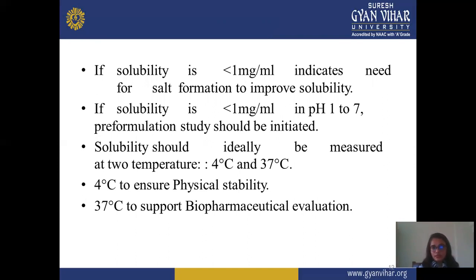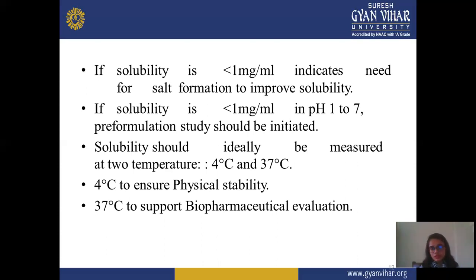If solubility is less than 1 mg per ml, it indicates the need for salt formation to improve solubility. Suppose you use 1 mg or less than 1 mg of drug in 1 ml of solvent. In this condition, it indicates the need for salt formation to improve solubility. Next condition: if the solubility is less than 1 mg per ml in pH 1 to 7, a preformulation study should be initiated.